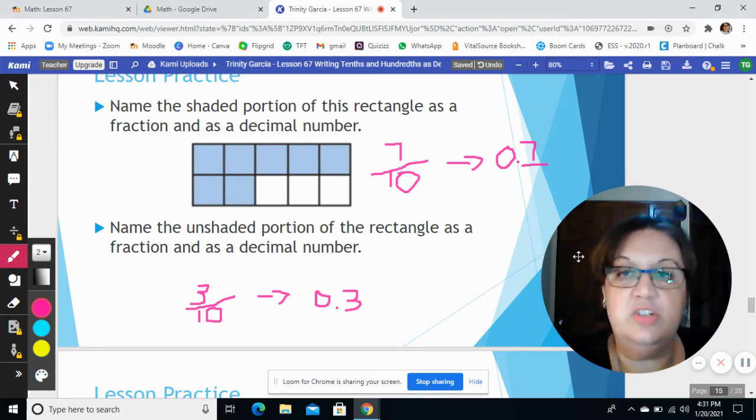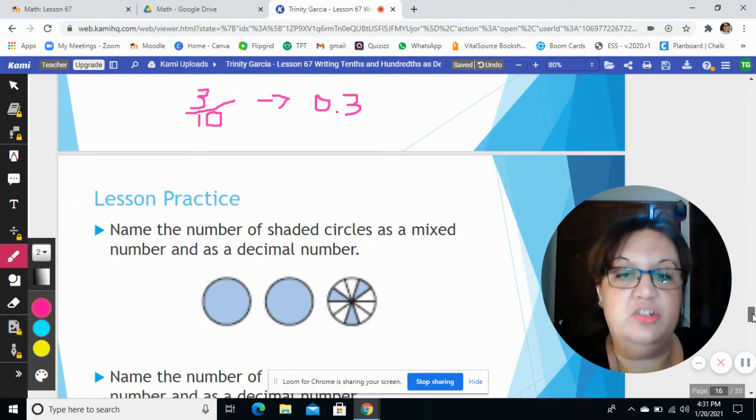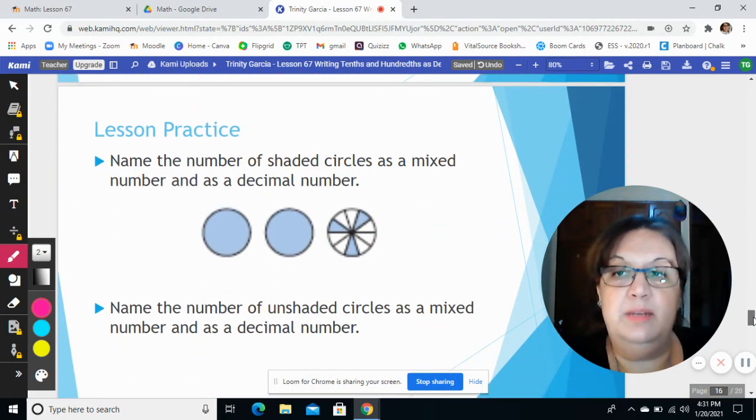Okay, not too challenging. It's actually pretty simple when we stop and break it down. It's when we rush through that it becomes overwhelming.